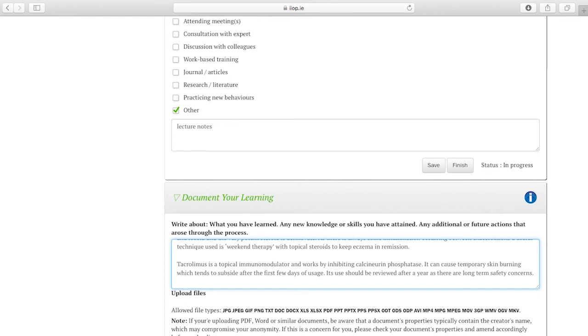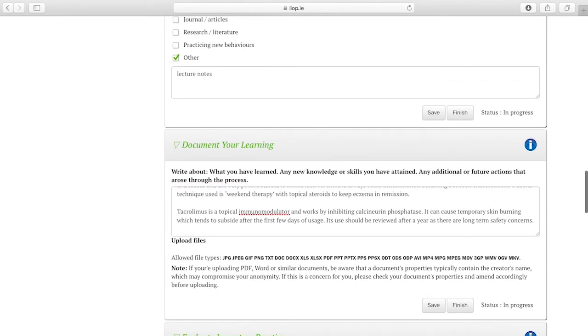So tacrolimus is a topical immunomodulator and works by inhibiting calcineurin phosphatase. It can cause temporary skin burning, which tends to subside after the first few days of usage. So it's most important to say that to patients. Its use should be reviewed after a year, as there are long-term safety concerns.